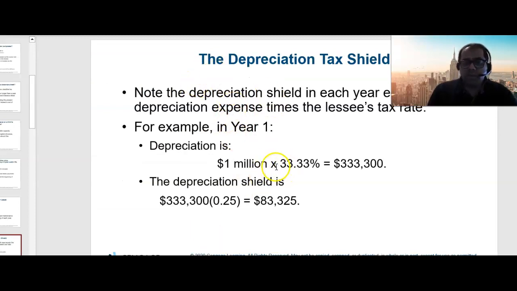So in the first year, given that on the $1 million equipment, we are going to have a depreciation of $333,300. The benefit because of this depreciation, remember what happens to depreciation is that whenever we have depreciation, it's a non-cash expense, but it's still shown as an expense. So it reduces our overall tax liability. And given the marginal tax rate is 25%, we basically save $83,325 on not having to pay this depreciation amount.